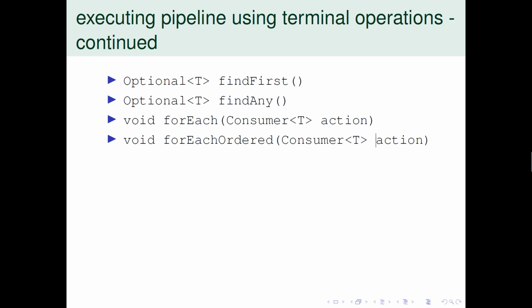Fine. These are simple methods. You can just say find first or find any. Find first is if it's ordered. If it's an unordered stream, you'll just say find any.